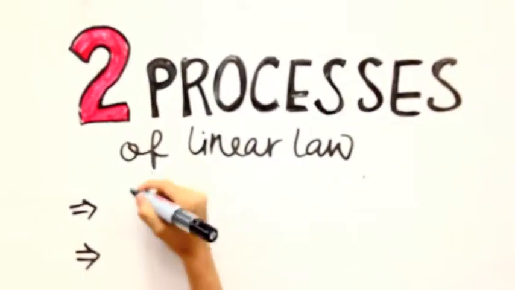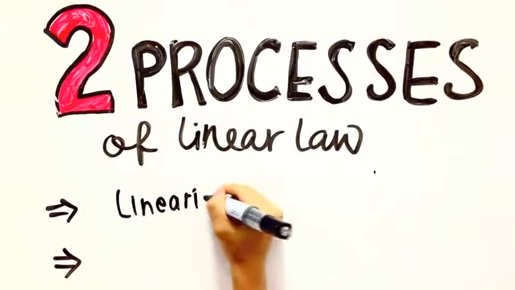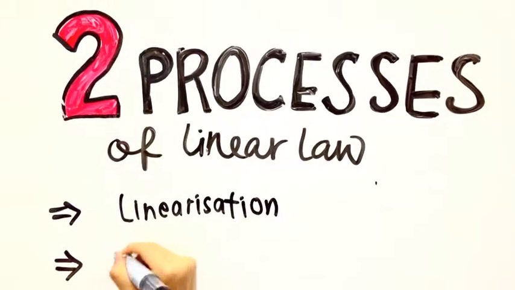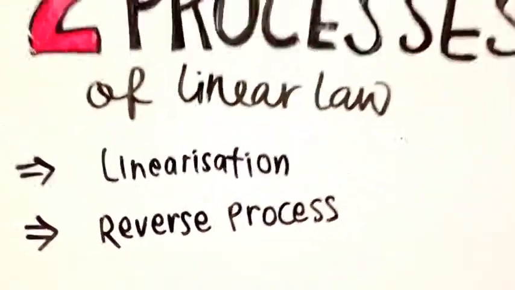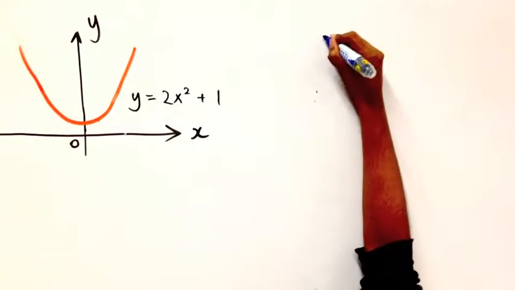Linear law entails two processes: linearization of relationships, and the reverse process, which is basically obtaining the relationship between two variables from a given linear graph. Let's take a look at a few examples.